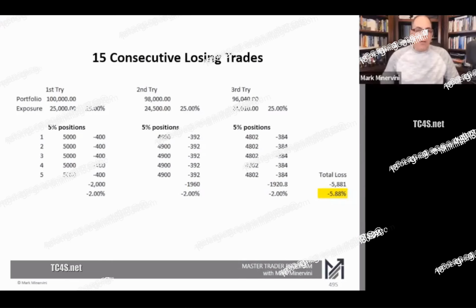If you're stopping out, this is 15 losses in a row, and you're keeping that as a risk of total equity, you can lose 15, 20 trades in a row, and you might lose 5, 6, 7%, which is very recoverable. And now, this is without using any progressive exposure. This is staying at the same size and keeping that 25% position size.